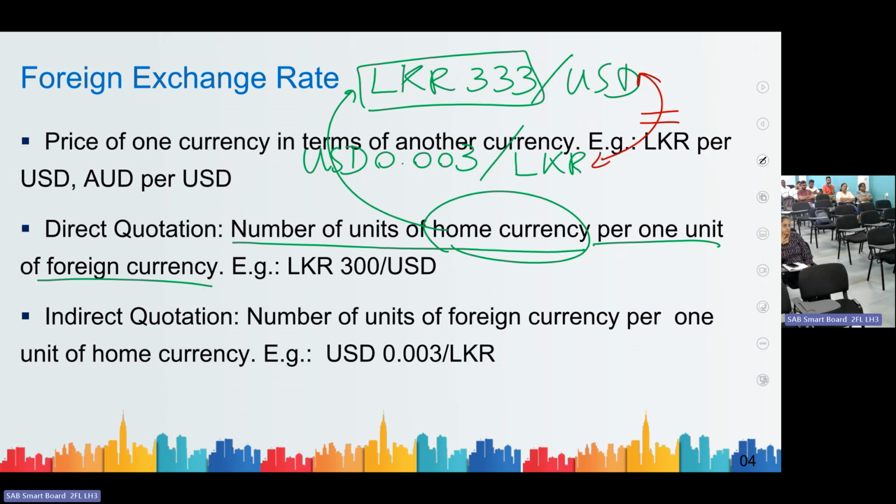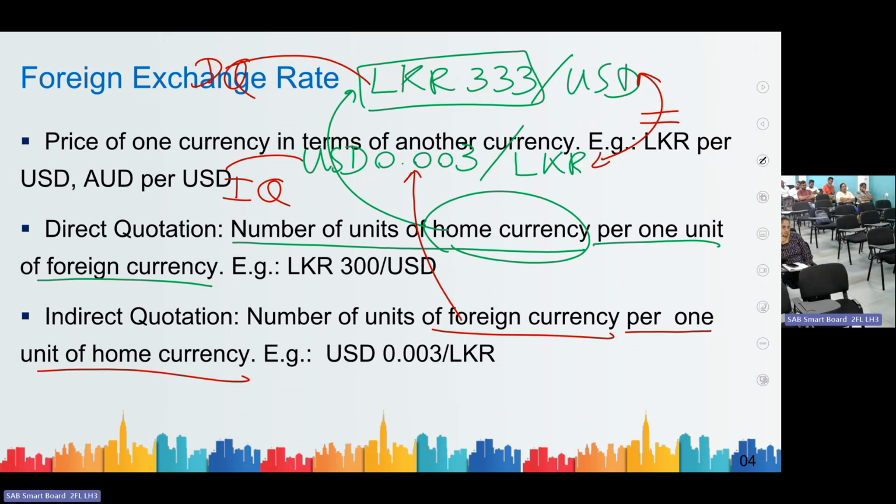They are the same, but in two different ways. This is the direct quotation. This is the indirect quotation. Indirect quotation is the number of units of the foreign currency per one unit of home currency. So simply, the exchange rate is the price of one currency in terms of another currency.